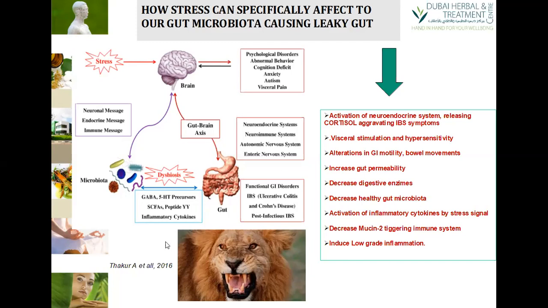We have seen the lion, and then everything will be altered. Also, digestive enzymes decrease, and once again our healthy gut microbiota decreases. There is activation of our inflammatory cytokines by the stress signal. There is a decrease of our antimicrobials in our intestinal mucosa, as I explained before. All of this induces a low-grade inflammation.